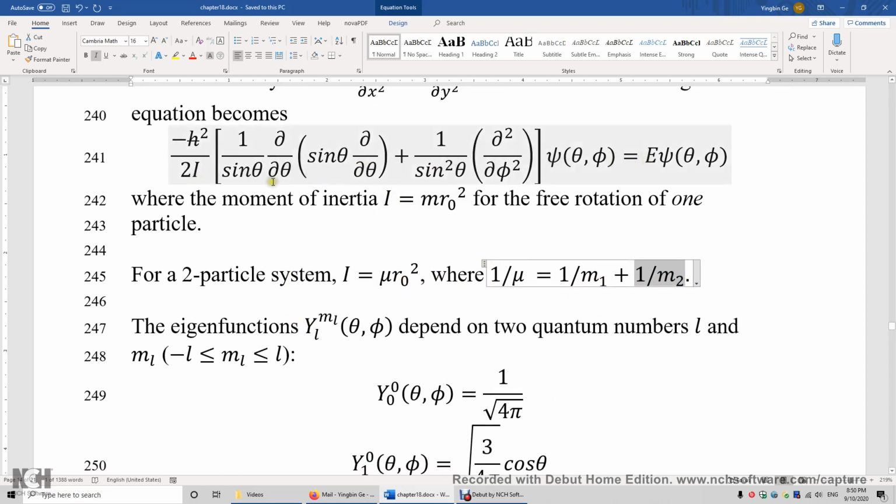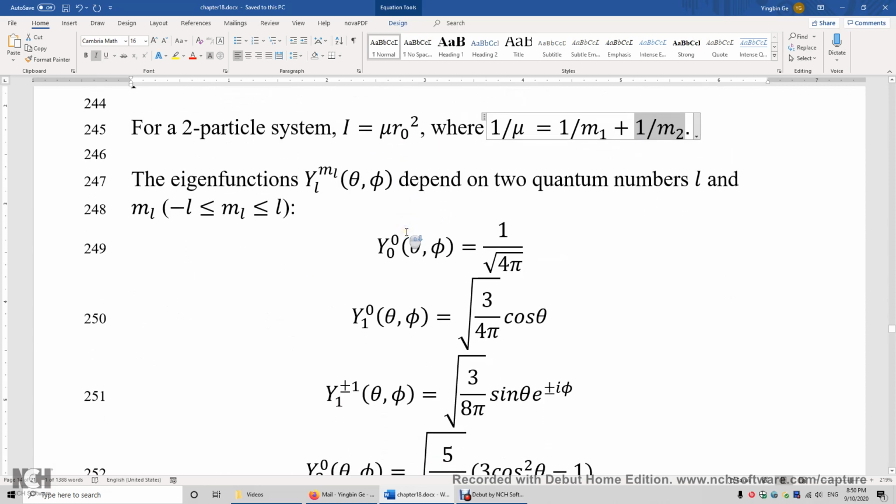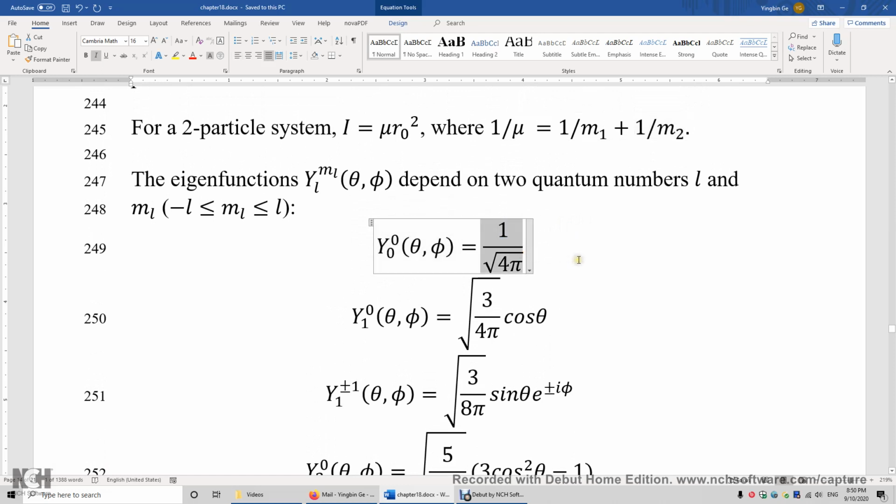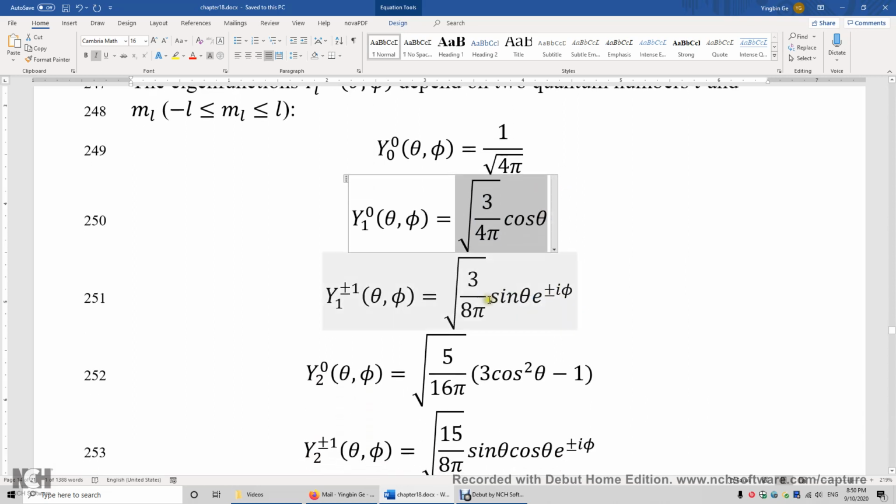We can solve this Schrodinger equation and get some solutions. There are an infinite number of solutions. I'm showing you the first few. The first one is just a constant. The second one is a constant times cosine theta. The third one is sine theta times e to the plus minus i phi.